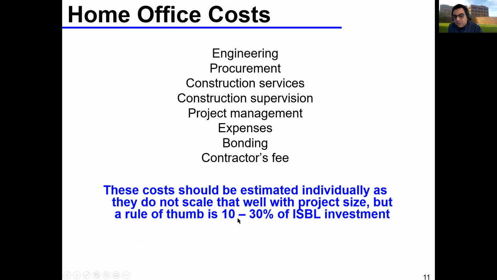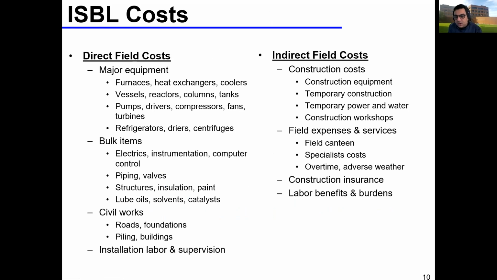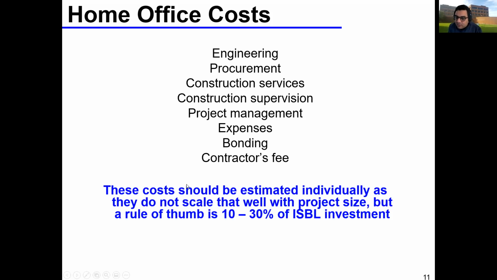But if you don't have a good estimate, or if you have no idea how much they're going to cost, then you can always assume that they are somewhere between 10 to 30% of your inside battery limit estimate, okay? And most of the time, you don't really know how much it's going to cost, unless it's a project which has been done before many times and you have a lot of historical data. Then you can get a cleaner, or a better number.